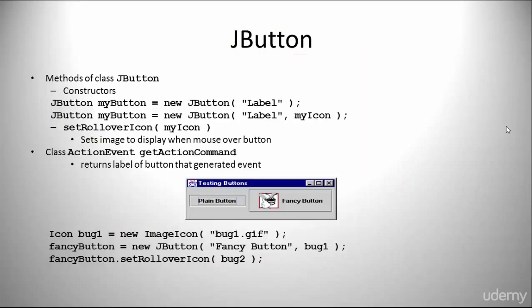So let's take a look at the JButton. Here are some methods of the class JButton. We have the constructors, as you can see here, such as setRolloverIcon(myIcon), which sets the image to display when the mouse goes over the button. And we have the class ActionEvent getActionCommand, which returns the label of the button that generates the event. Here's another example piece of code below this.